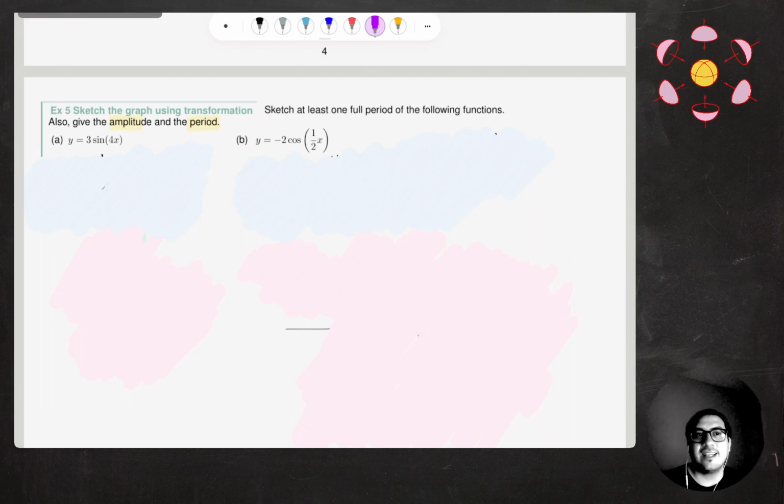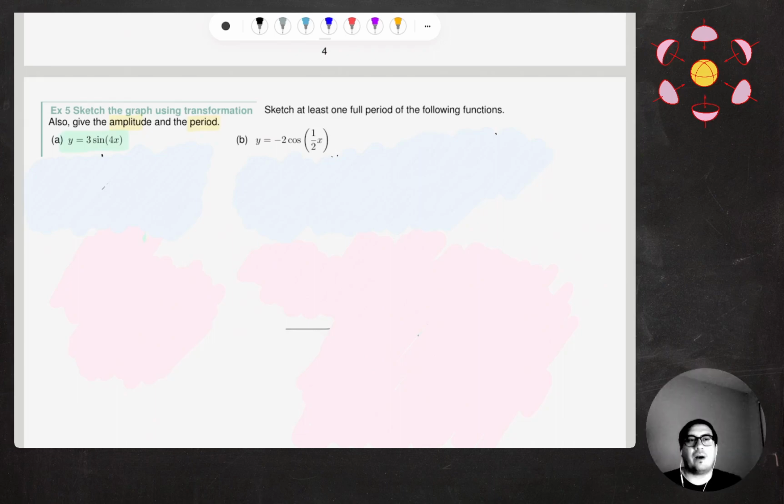So for this next example, let's just kind of think about it and then I'll uncover the graph. So what do we have? Let's look at this next example. Here we have y equals 3 times sine of 4x. So we're going to do two things. We're going to stretch the graph of sine, and instead of having 1 as the maximum, we're going to stretch it by 3. So 3 times is stretched out on the y-axis.